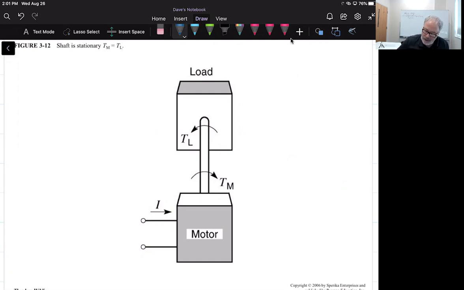So he says in figure 312 that if we have a load and this load is coupled to a motor through this shaft, then the load exerts a constant torque, and it's going to act opposite of the motor torque. In this particular case, the motor torque is shown to be clockwise, and the load torque opposes that. It's in the opposite direction.